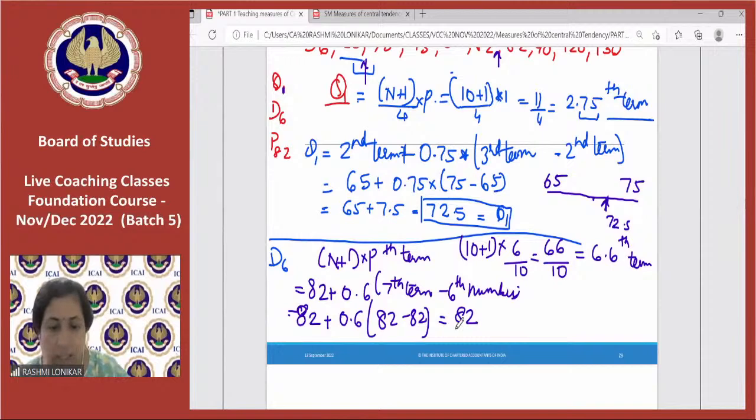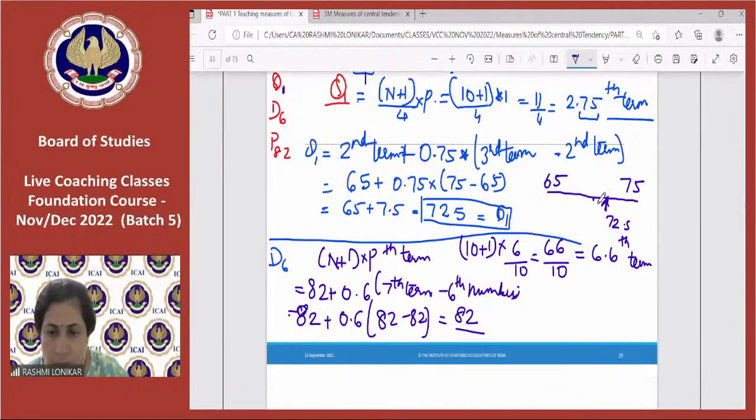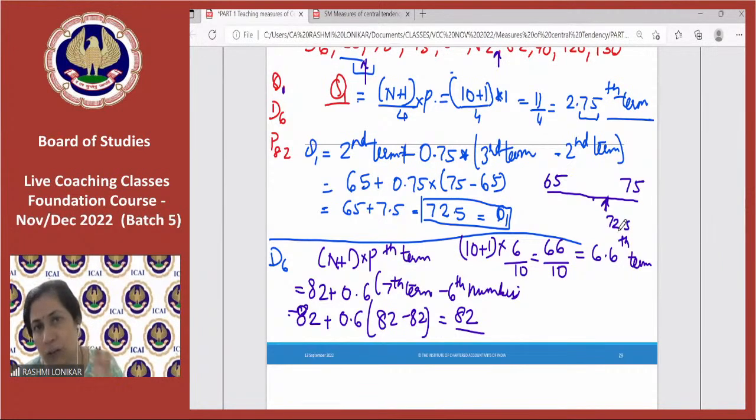For D6, you got a correct, exact answer at 82. But for Q1, where did we find it? We found it at 72.5, so you cannot say for sure that it is at 65. It is lying somewhere between 65 and 75. Therefore, we want to find the exact value where you will have the division of the data into quarters. For Q1 we are talking about quarters. For deciles we are talking about 10 parts. For percentiles we are dividing the data into 100 parts.